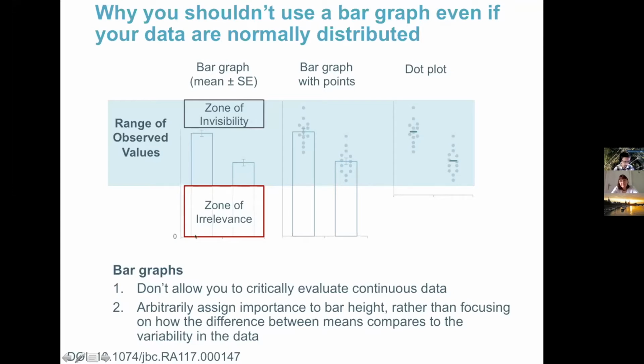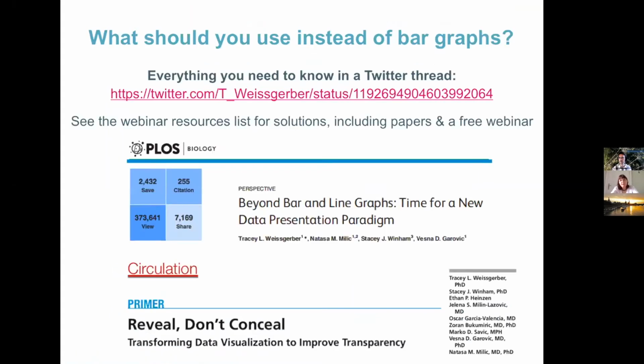In some cases, 0 or the values around 0 may not be biologically or physiologically meaningful. And so if that's the case, I can also end up dedicating a large portion of my graph to values that never actually occur in my sample and just aren't possible. And if this is happening, it's called the zone of irrelevance. And so we have this distortion of what the range of observed values actually is with a bar graph as well. So what should you use instead?